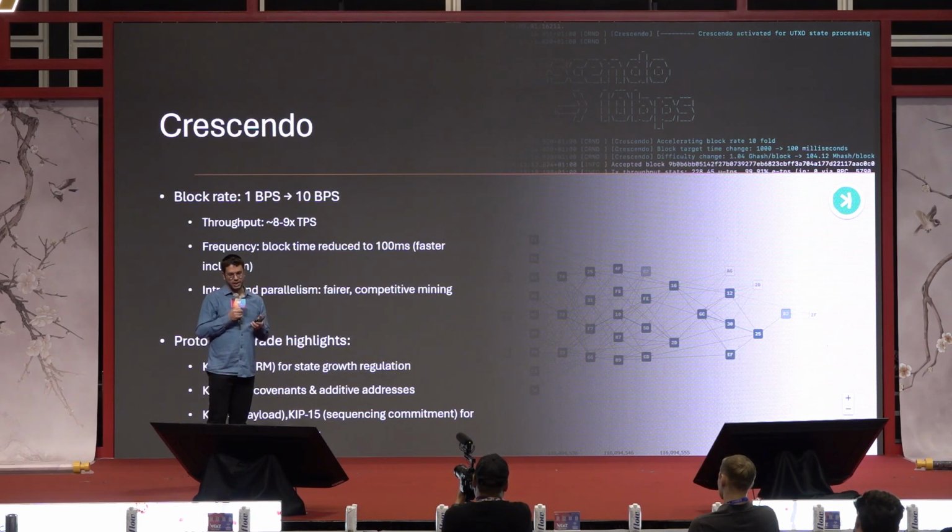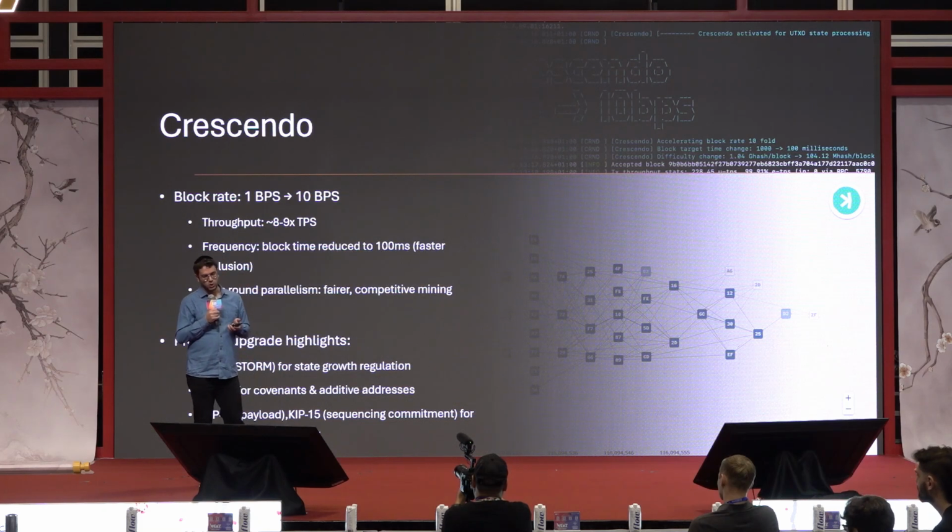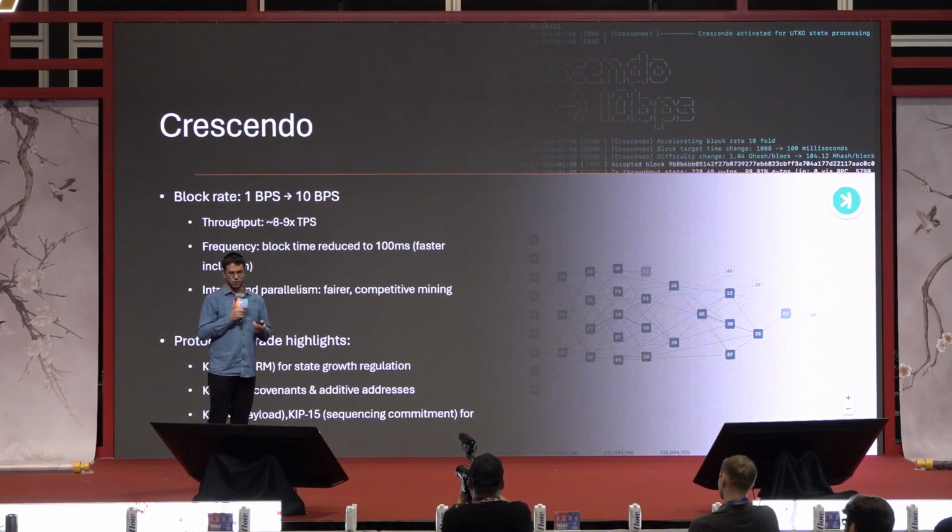So it's also related. And last but not least, in this context, is our KIP 14 and 15, which introduced 2 significant mechanisms that allow smart contract support over Kaspa very soon. So I'll get to that, of course. So that's Crescendo.